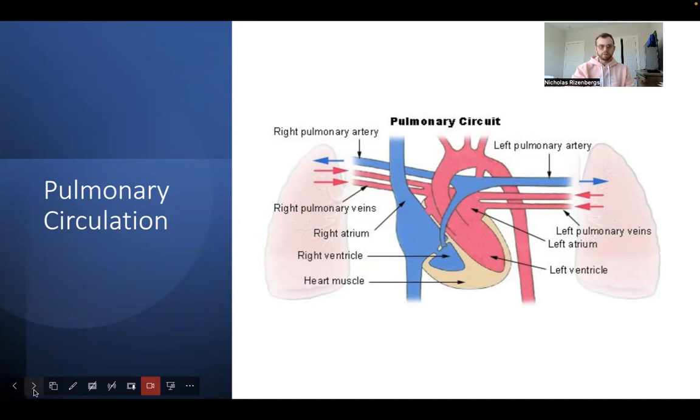So the order that the blood moves through in the pulmonary circuit starts with the vena cava, bringing deoxygenated blood back to the heart, and then the blood flows to the right atrium, through the tricuspid valve, to the right ventricle, then through the pulmonary artery, to the pulmonary capillaries in the lungs. And then it'll go to the pulmonary veins, to the left atrium, through the bicuspid valve, and to the left ventricle, which then will be pumped out systemically throughout the body.